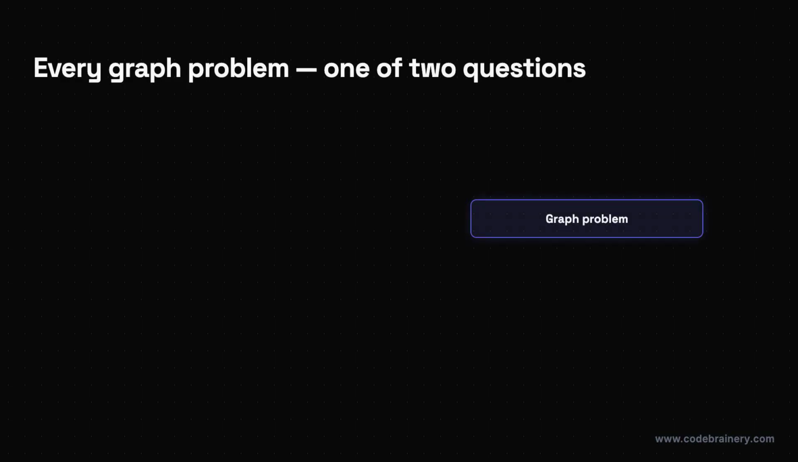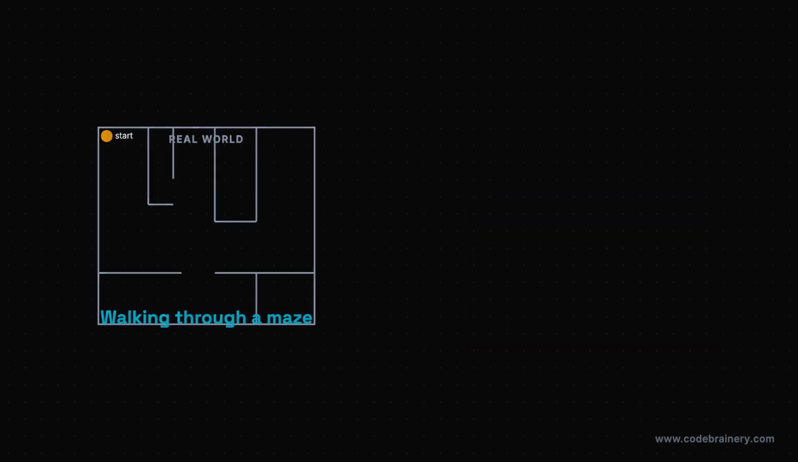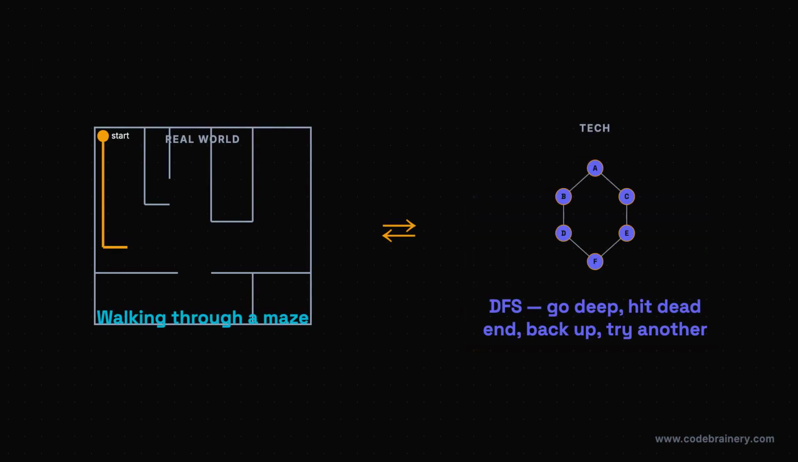Almost every graph problem comes down to one of 2 questions. Can I reach this node from where I am? Or, what is the shortest path between 2 nodes? 2 questions, 2 algorithms. Depth-first search is how you would walk through a maze. You pick a path, you follow it as far as it goes. And when you hit a dead end, you back up and you try another.